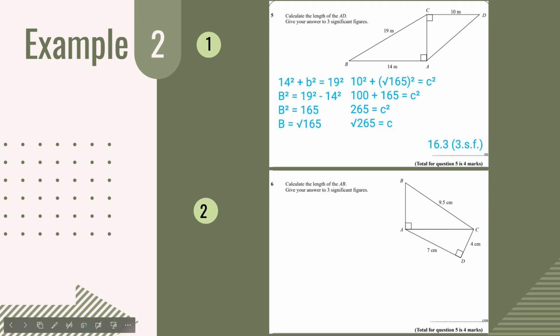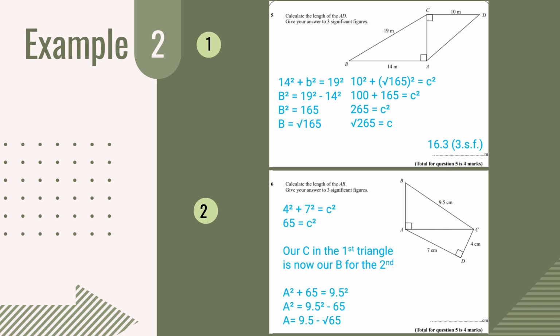In our second question, we're asked to calculate the length of AB and to give our answer to three significant figures. So, first we look at the triangle we have two lengths for, which is our triangle ADC. As we already have our A and our B value, we must work out our C value. So, 4 squared plus 7 squared equals C squared. So 65 equals C squared.